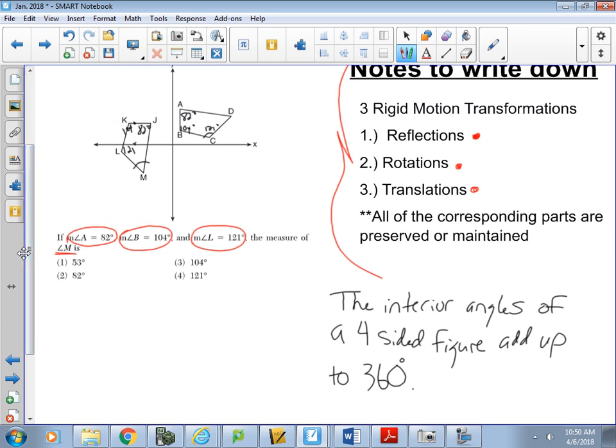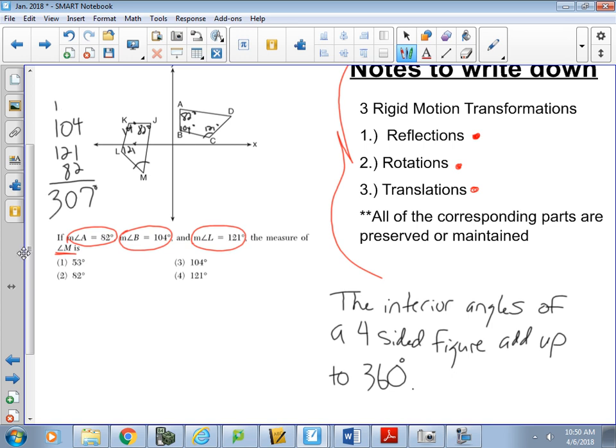So now what I could do is just add up the three that I have. At this point I have 104, 121, and 82. I can quickly add those up. 4 plus 1 plus 2 is 7, and 2 plus 8 is 10. So I have 307 degrees.